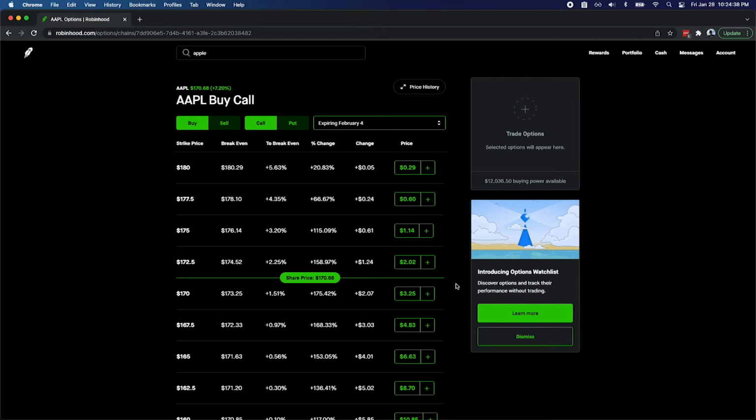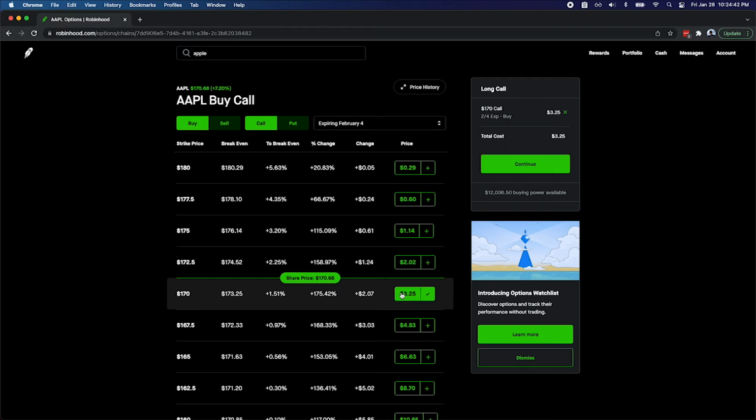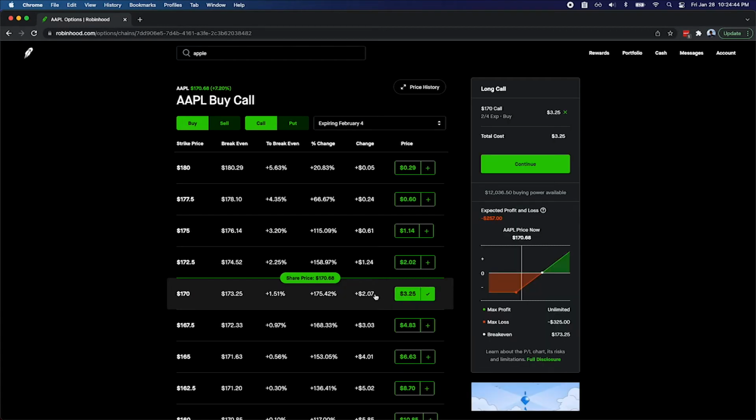General rule of thumb is that in-the-money contracts are safer and they cost more. Out-of-the-money options are riskier, but they are cheaper. So if you're new, try to stick with in-the-money contracts. We're going to add this at-the-money contract with a strike price of $170 for $325.